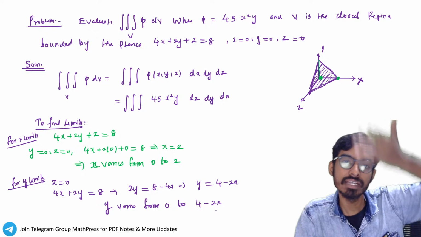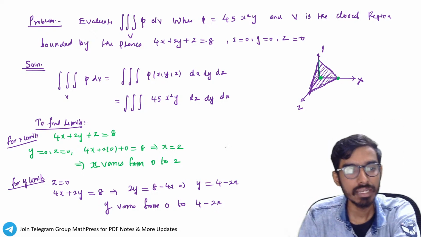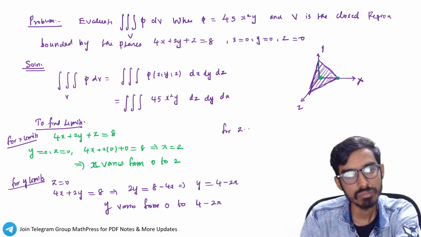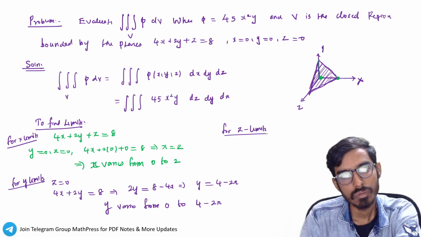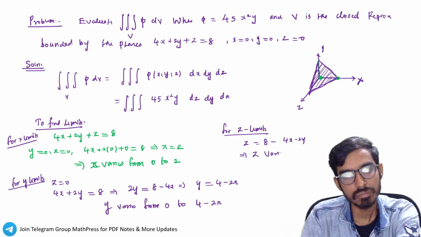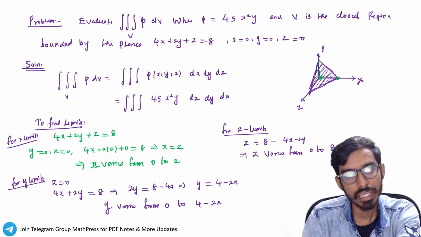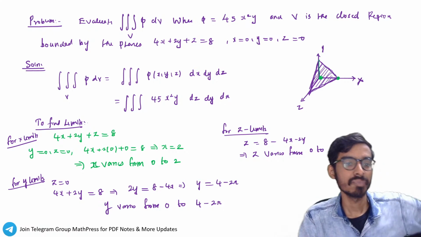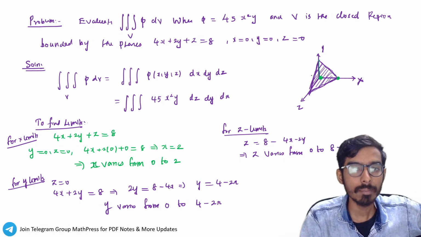Now we need to go for z, right? So for z limits, you bring all the terms this side. So 8 minus 4x minus 2y. So z varies from 0 to 8 minus 4x minus 2y. That's it. See, you can also treat y to be some number, right?